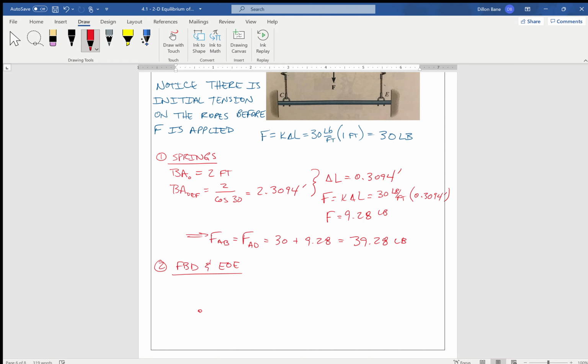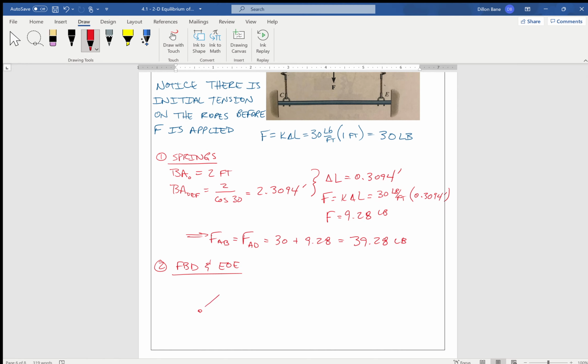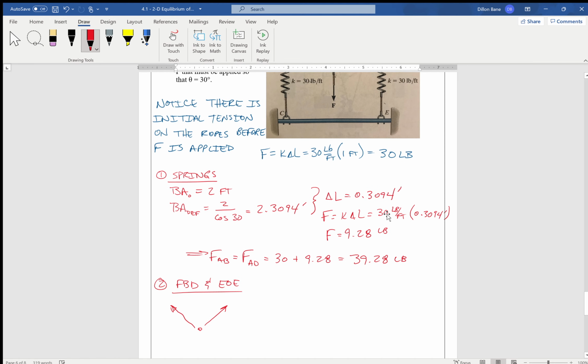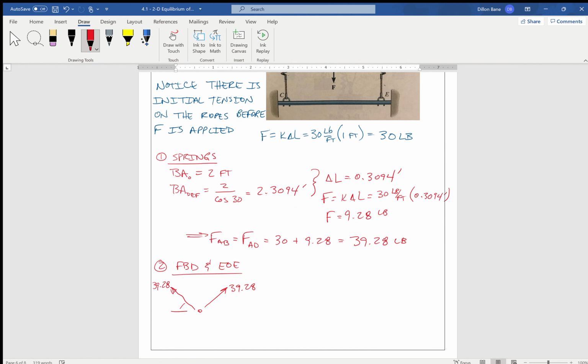We'll look at point A there. Both of those are 39.28 pounds. Their angles are 30 degrees from the horizontal. And then we have the F force acting straight down.